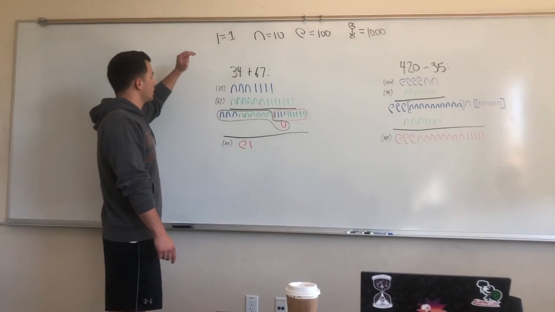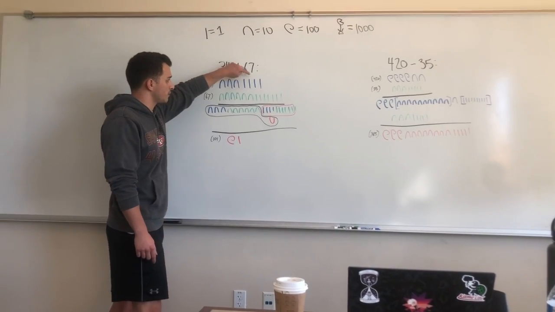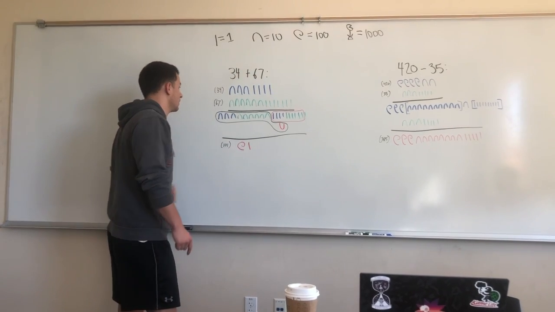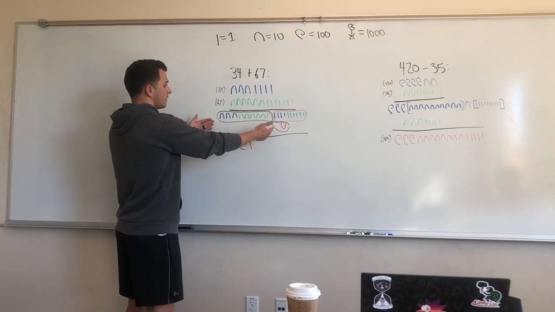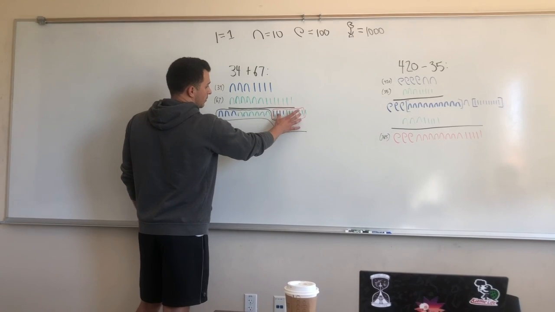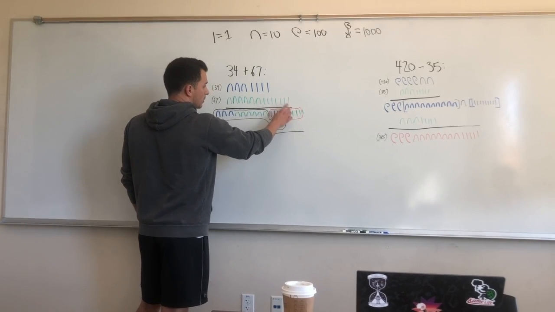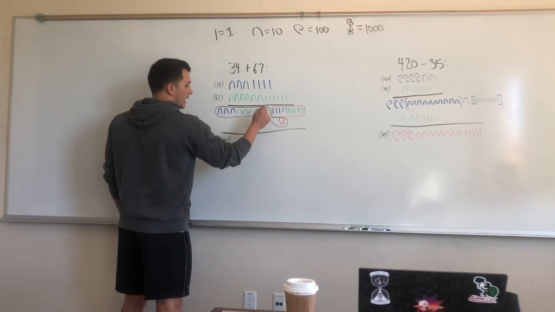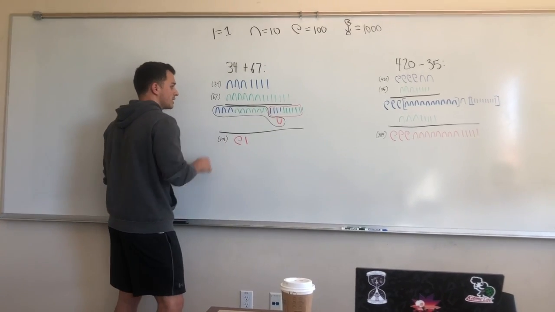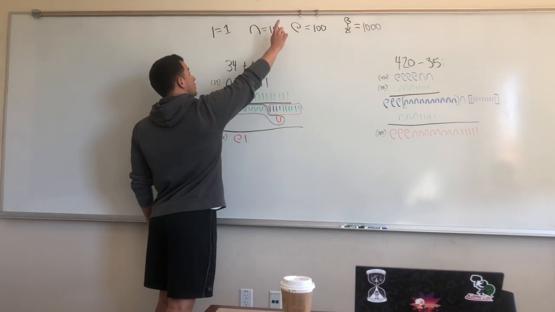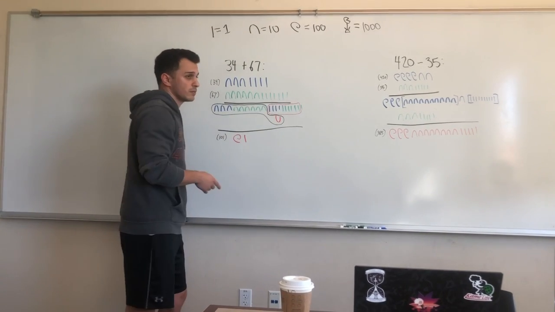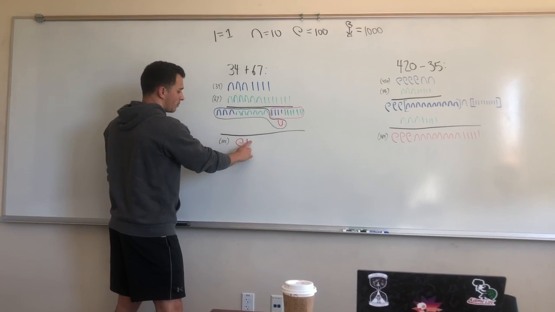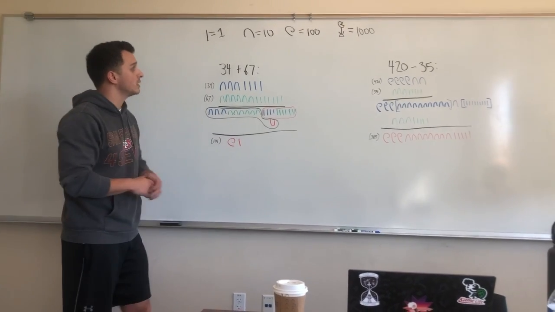So to represent 34, we need 3 horseshoes and 4 bars. 67 needs 6 horseshoes and 7 bars. So to add them, we bring all of that down, and then we take the bars, since we have 11 of them, we're going to change 10 of them to a horseshoe, and then from there we have 10 horseshoes. So we change 10 of the horseshoes to a rope. Now we have a rope and we have a bar, so that equals 101.